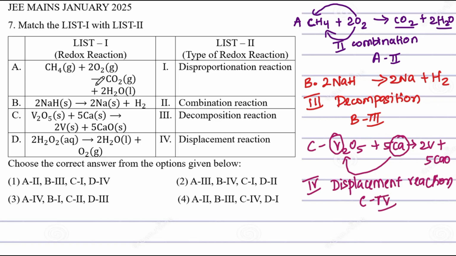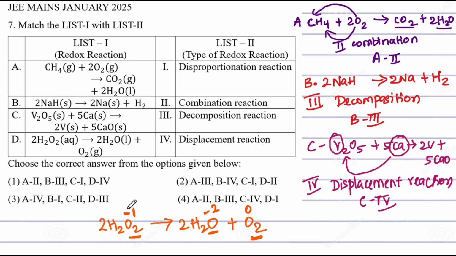Then the last reaction, 2H2O2 gives 2H2O plus O2. So it is a well-known reaction. In H2O2, oxygen is present in the intermediate oxidation number. So the oxidation number of oxygen is -1. Then it is converted to -2 in water and 0 in oxygen molecule.